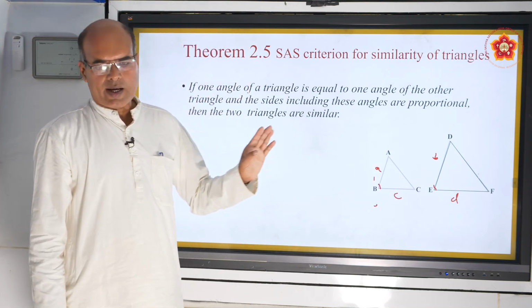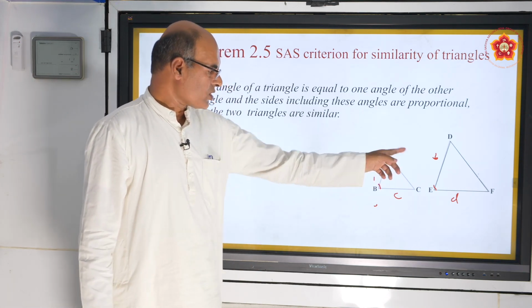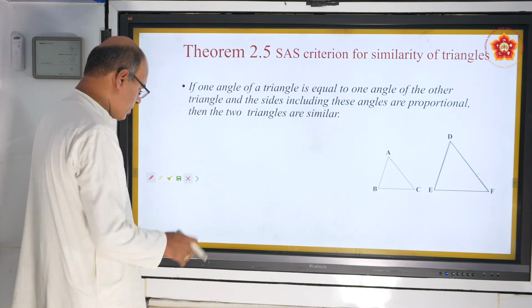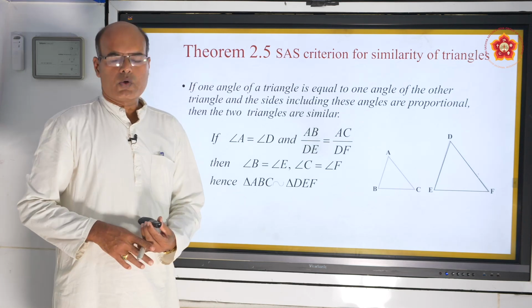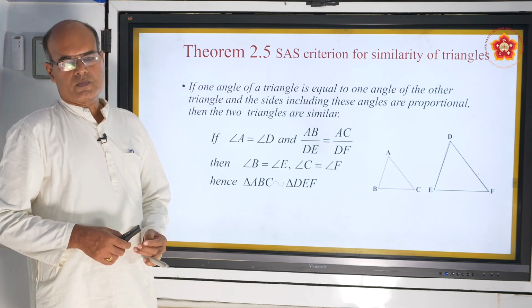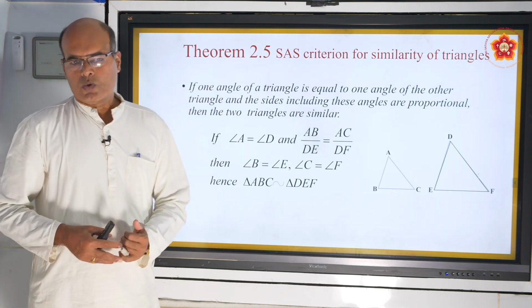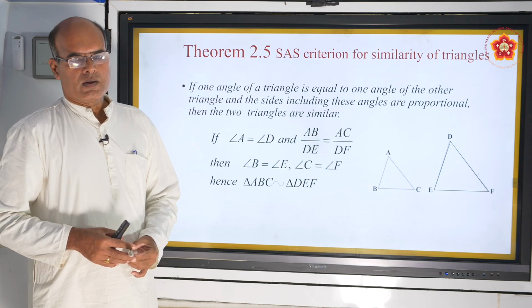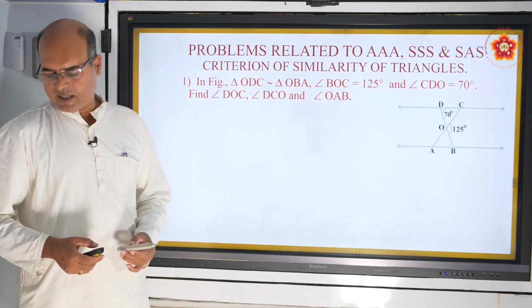So in these two triangles, if we know that angle B is equal to angle E, and A is to B is equal to C is to D, then we can tell that those two triangles are similar. That is the meaning of this theorem 2.5. So you yourself try to prove this theorem. Let us go to a few problems on these three theorems.